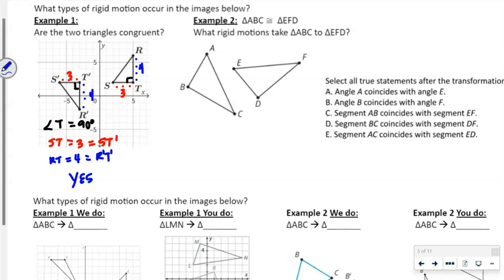Then the next, example 2 says triangle ABC is congruent to EFD. I want to point out to y'all that this is wrong. It should not be EFD.